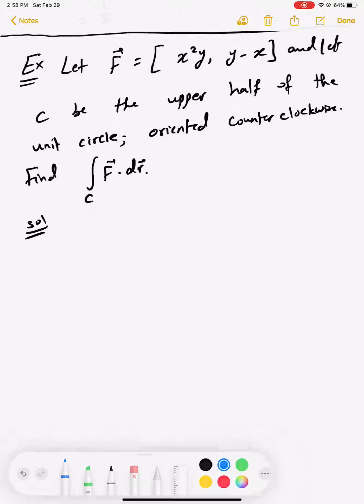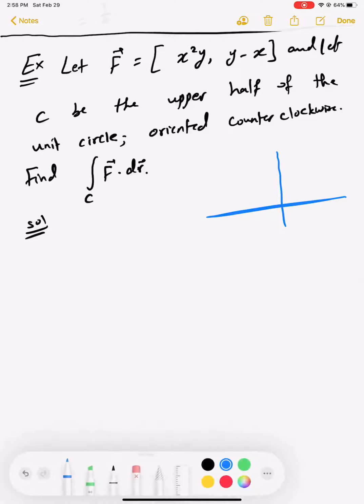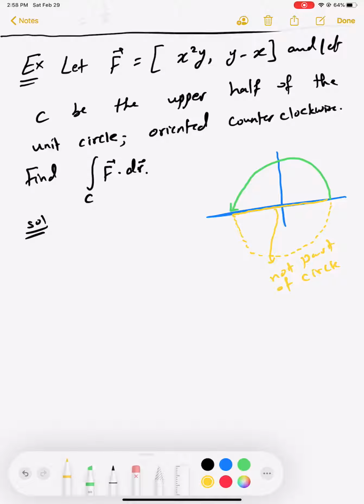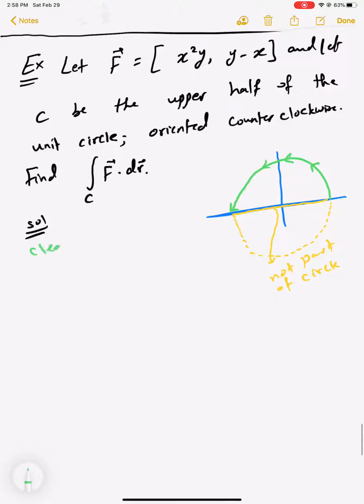So in this example, this is our curve. This is the upper half of the unit circle. And when we say the upper half of the unit circle, remember the unit circle consists of two halves. So this is the upper half, this is the lower half, which means, if you agree, the x-axis is not part of the circle. So when we say upper half of the unit circle, we only mean the green curve. This is it, which means clearly C is not a closed curve.